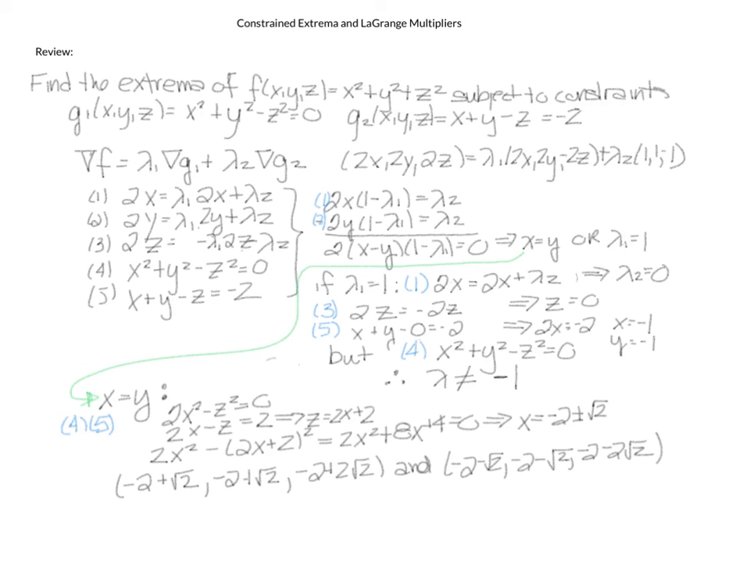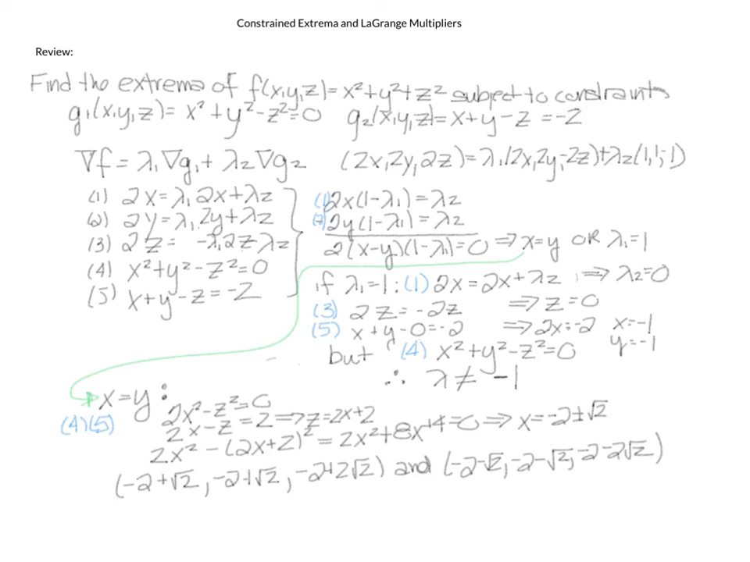Working again with equation 1, plugging in lambda 1 equals 1, I get 2x is equal to 2x plus lambda 2. So from there I get lambda 2 is equal to 0, and then I use this in equation 3, where I plug in lambda 2, and I get z is equal to 0. Then I use everything I know about x and y in equation 5, and I get x is equal to negative 1 and y is equal to negative 1. But I see that also x squared plus y squared minus z squared is equal to 0, and these numbers aren't going to give me 0, so I have a contradiction. There are no x, y, and z that solve all 5, so that means lambda 1 cannot equal 1, which means that x must equal y.